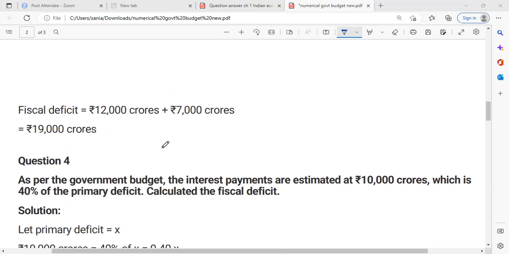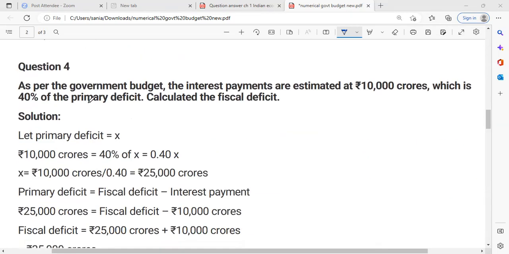19. So 12 plus 7, 19. Yes, 19. Now, this one is very, very important. See, over here, what is given? As per government budget, the fiscal is given.